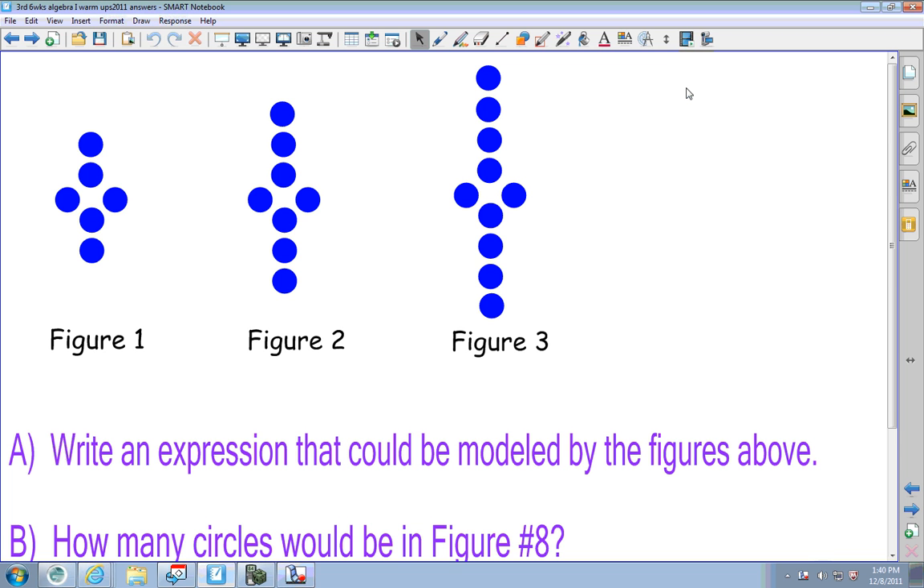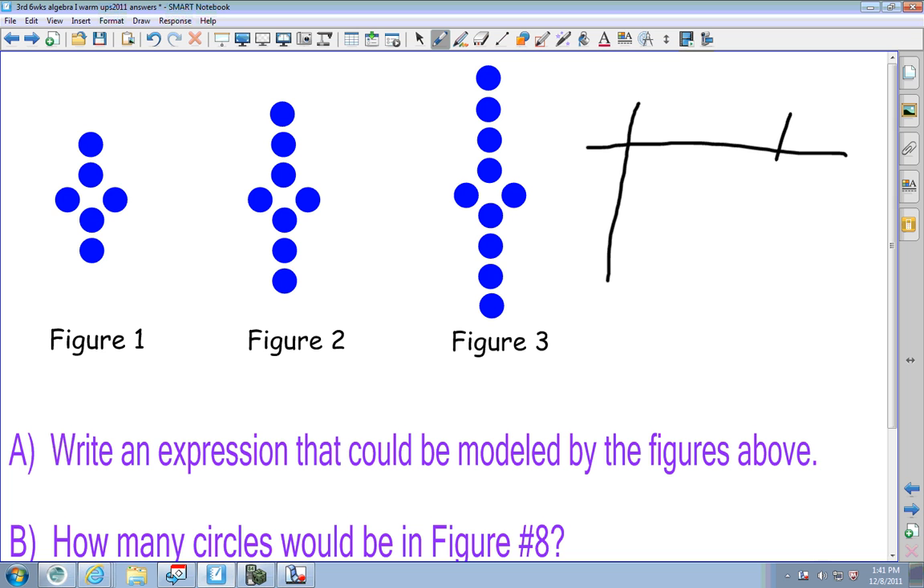All right, finishing up with some problems on the third 6 weeks SFA, going over first semester algebra. This one says write an expression that could be modeled by the figures above. Okay, well, the easiest thing I would do is make a table out of it.